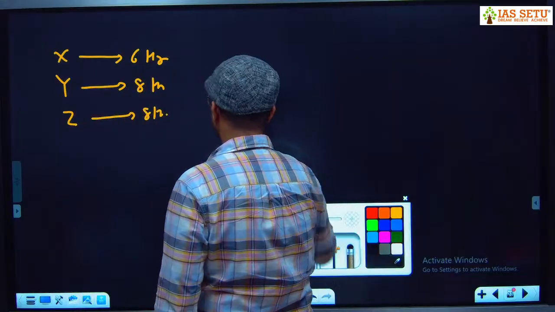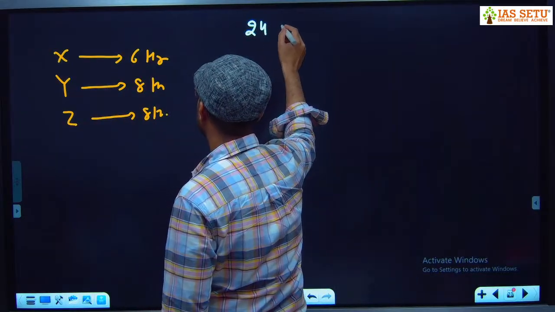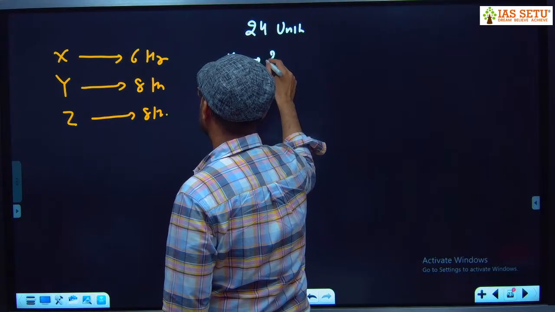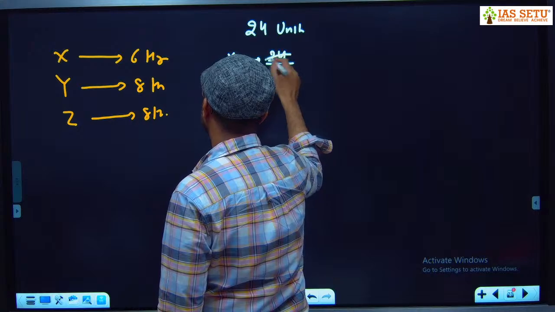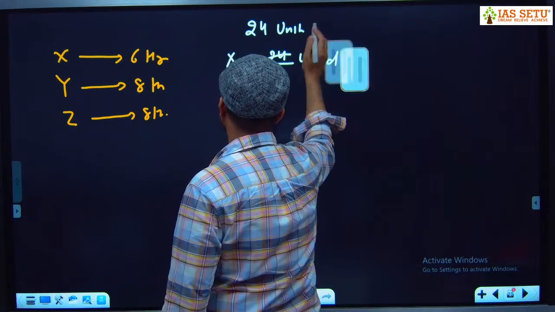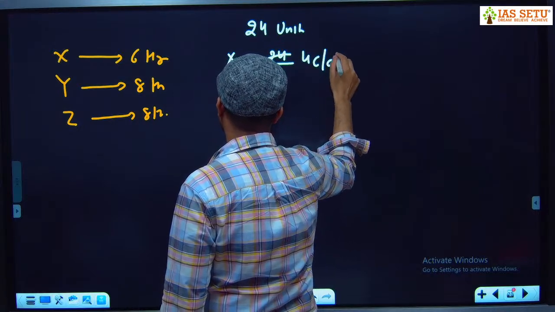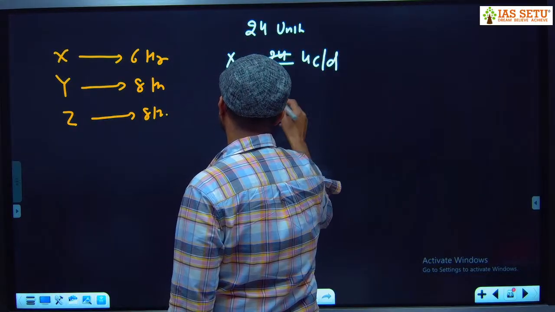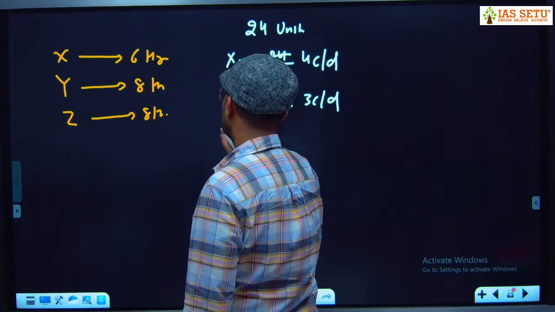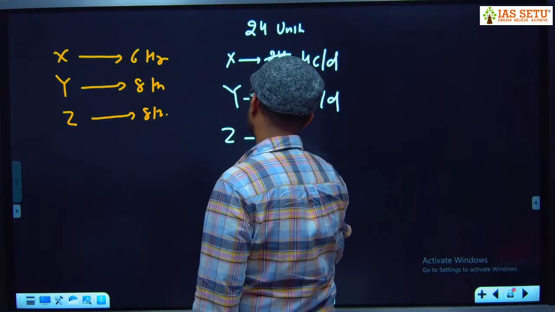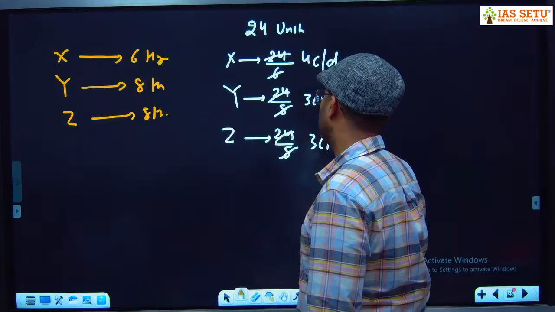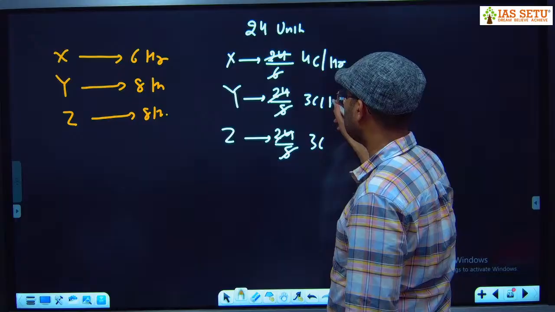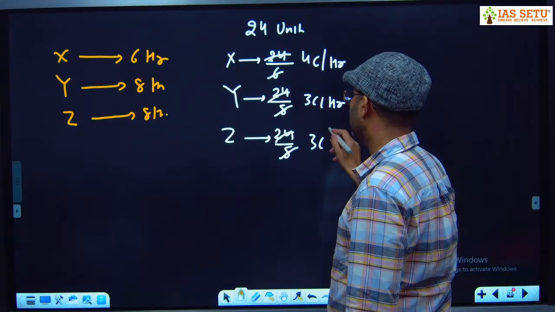Take LCM. What is our LCM? 24 units, or chairs. What is the capacity of X? X can make 24 chairs in 6 hours, so 4 chairs per hour. Y can make 24 chairs in 8 hours, so 3 chairs per hour. Z, 24 chairs in 8 hours, so 3 chairs per hour.